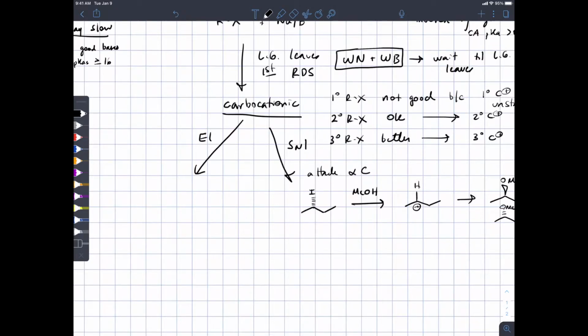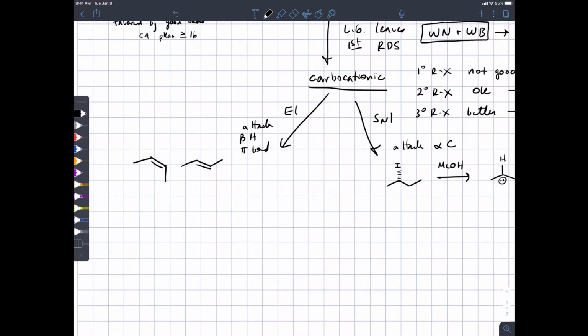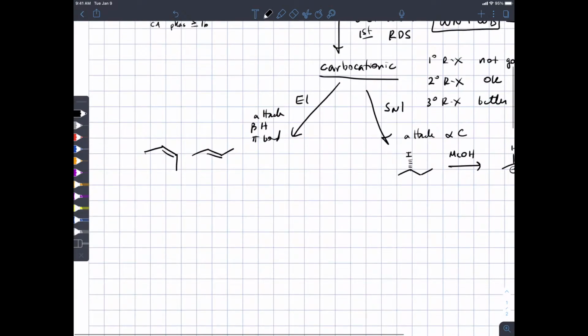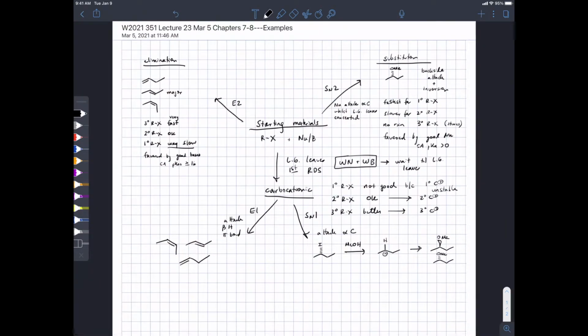The E1 reaction involves attack at the beta proton and then forming a pi bond. So E1 products in this case would look exactly the same as the E2 products. So just by comparing products, it would be difficult to tell whether the reaction had been E1 versus E2. Okay. Questions so far about that summary? That's what we've got going on.